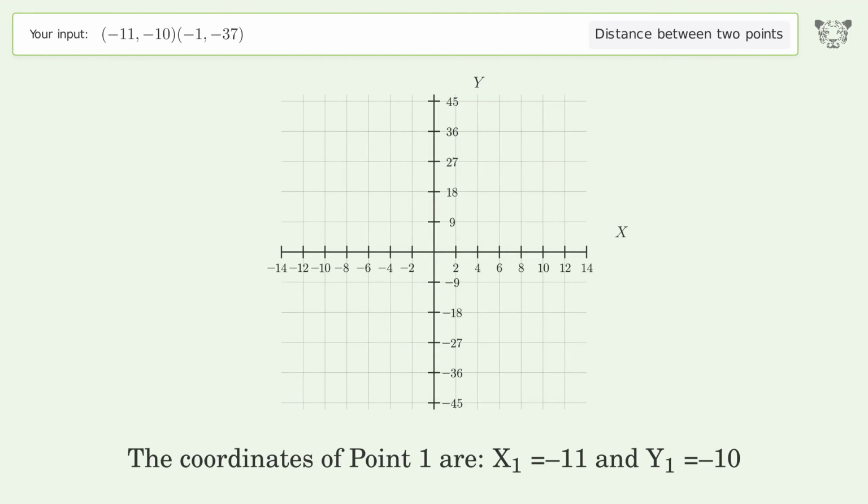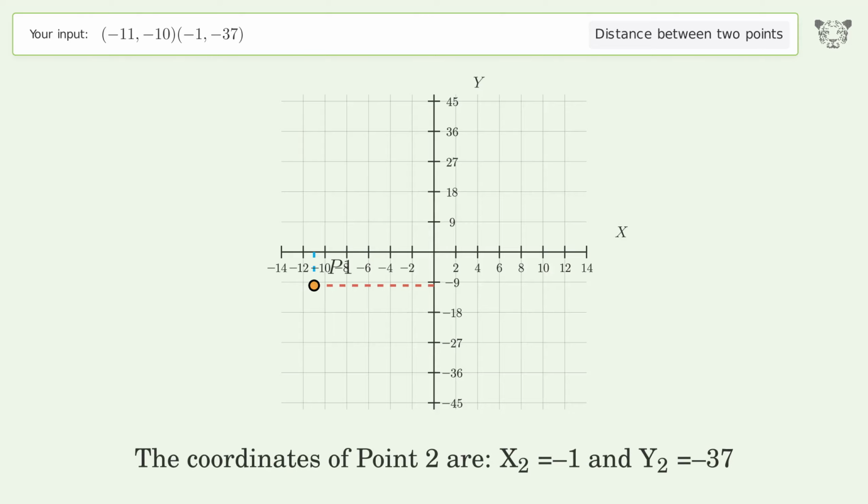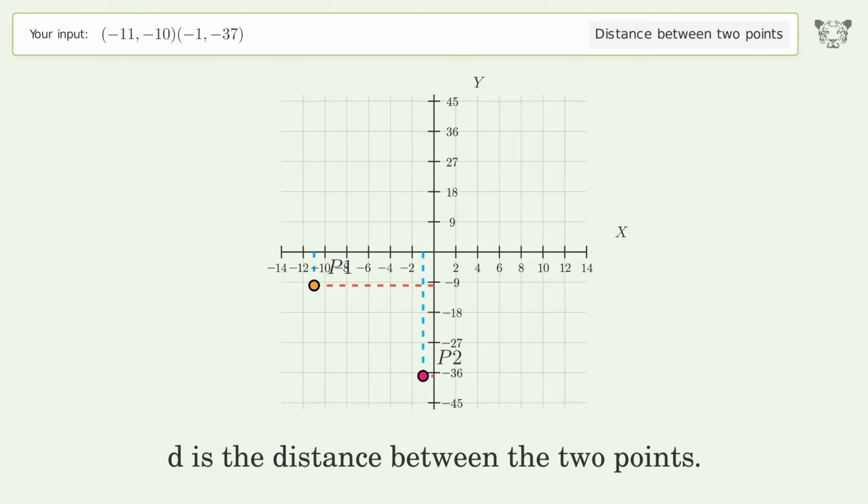The coordinates of point 1 are, x1 equals -11 and y1 equals -10. The coordinates of point 2 are, x2 equals -1 and y2 equals -37. D is the distance between the 2 points.